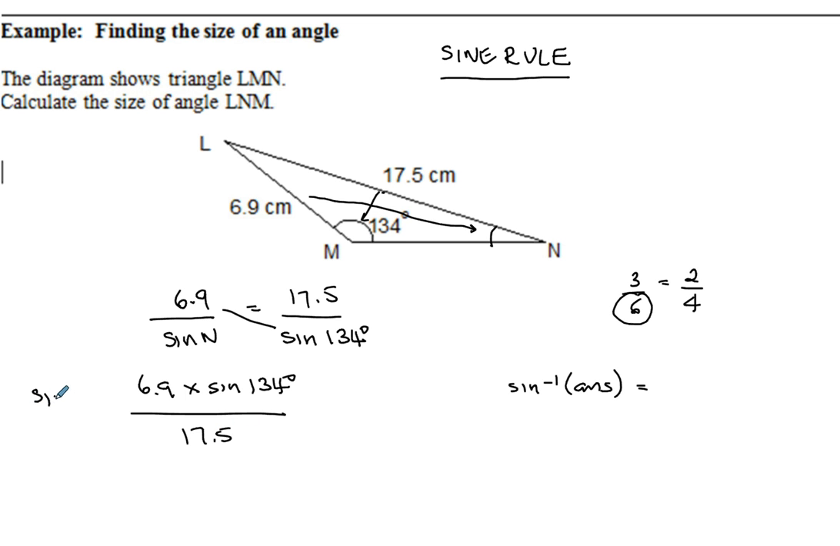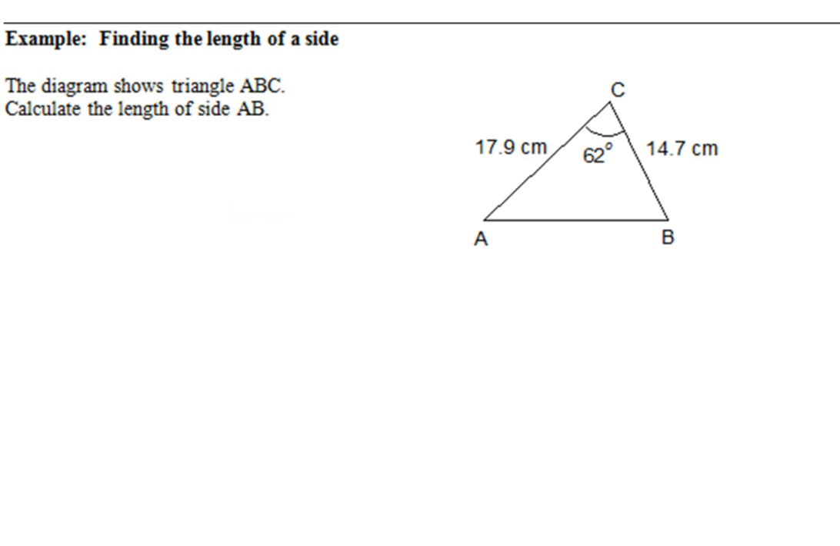And that will give you sine n. Put that on your answer and then shift sine your answer, and you get 16.5 degrees. All right, that was pretty smooth, wasn't it? Okay, let's try another example.